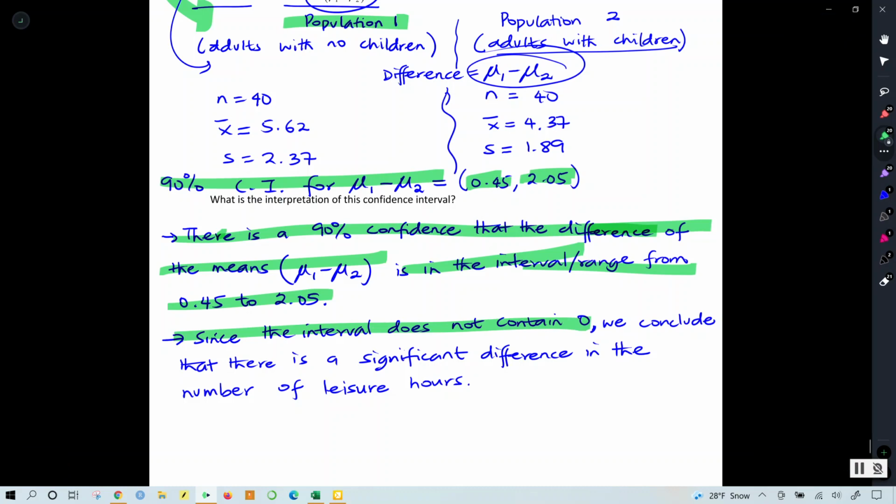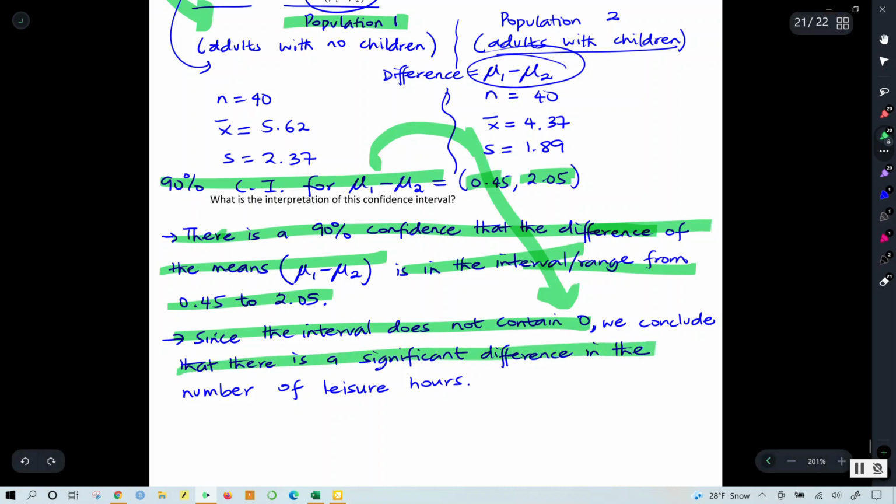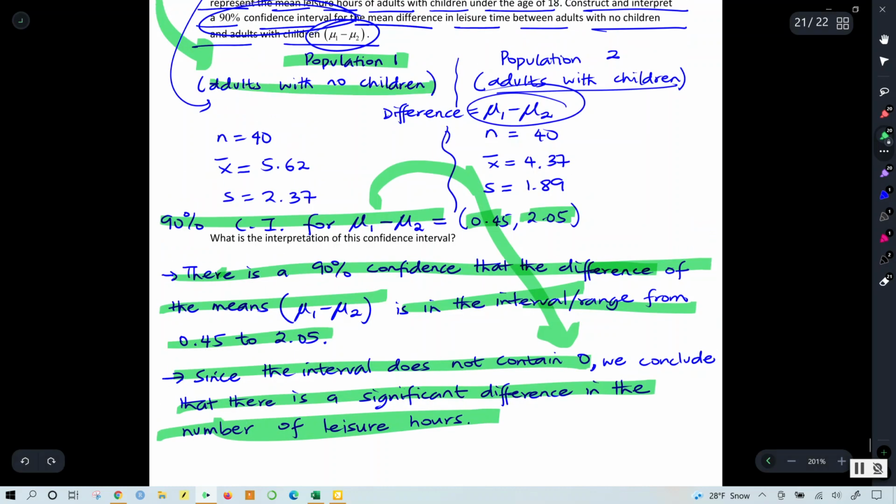If it contains 0, it means that this difference could potentially be 0. In this case, the interval does not contain 0, which means that the difference can never be 0. If the difference can never be 0, it means the difference can never be nothing. It can only be something. If the difference can be something, it means there is a significant difference in the number of leisure hours that adults with no children and adults with children under age 18 have as leisure hours.